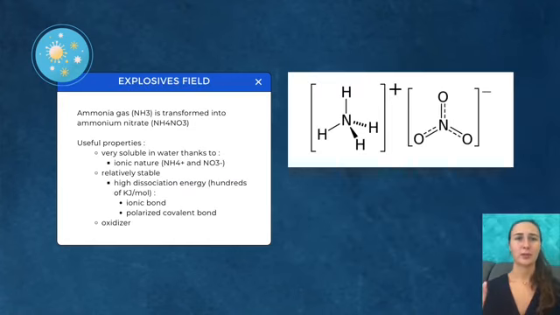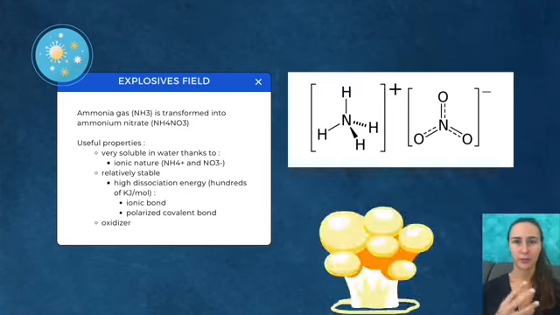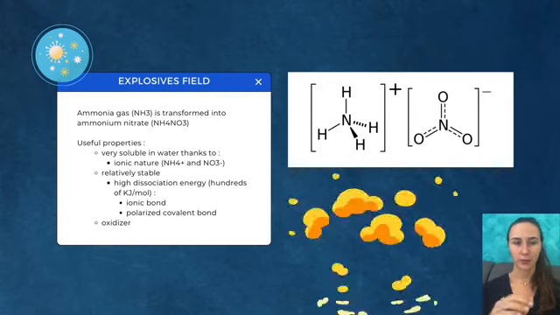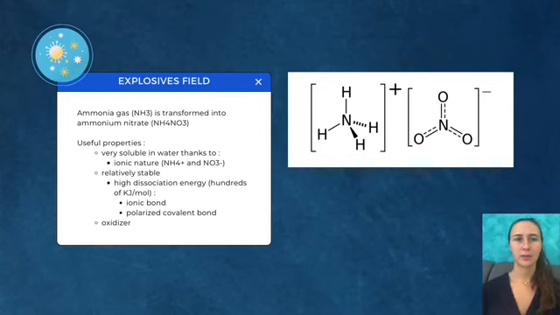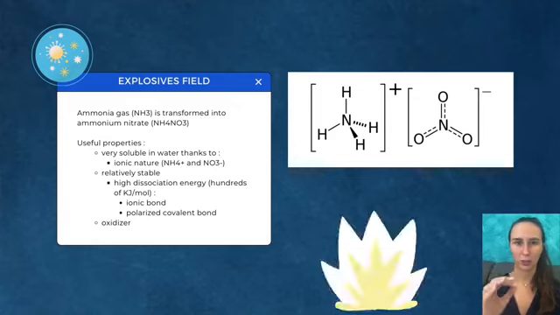The ammonia molecule is also widely used in the explosive industry. For example, it's used to create tunnels. To do this, it must be transformed into ammonium nitrate by bubbling in nitric acid. One of the properties that makes it interesting for this application is its solubility in water.